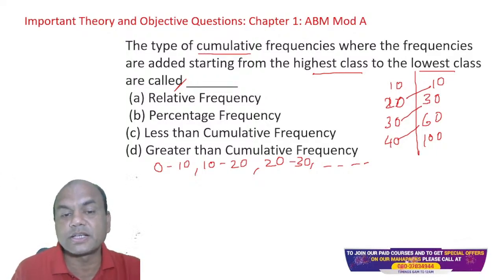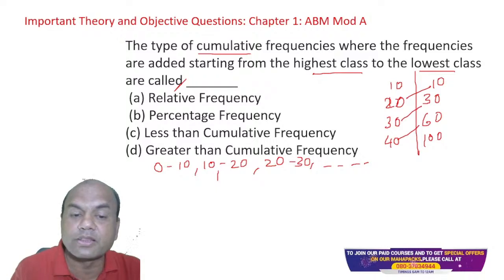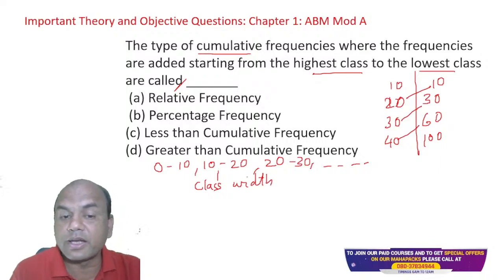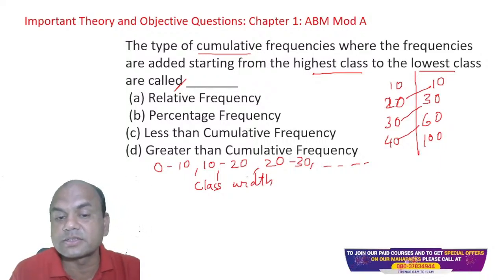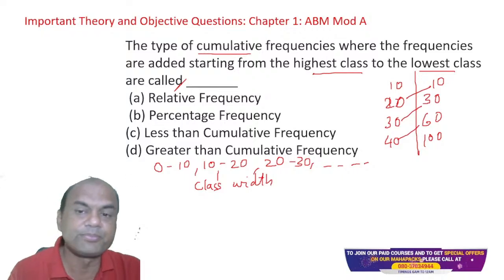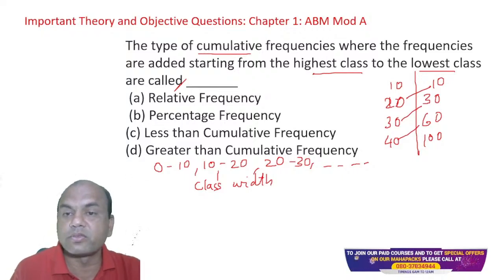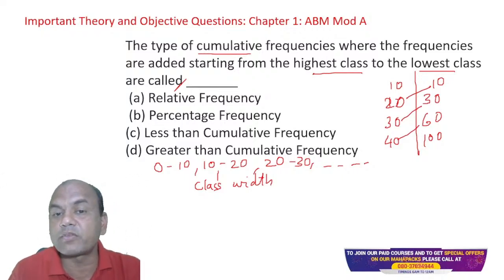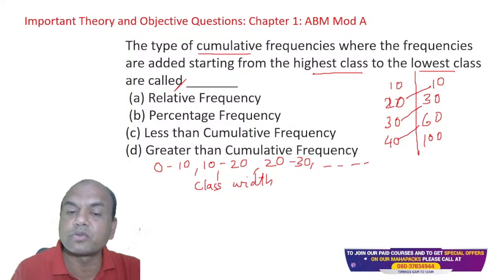Each one is a class, and this difference is known as a class width. Remember this. This is class width. This is a class, and this is known as a class width. Okay. Now, what is the question? Where the frequencies are added starting from highest class to lowest class. So, what will I do?